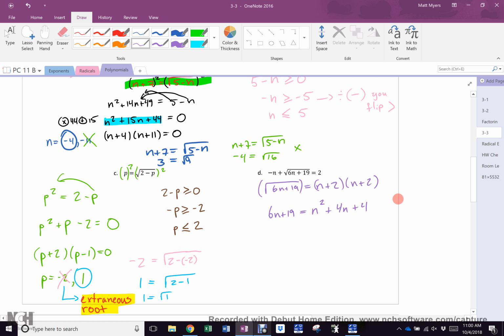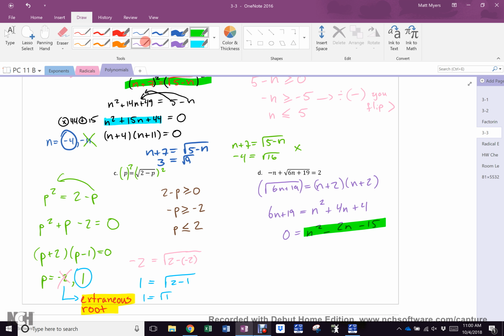Now what should I do? You learned it in the 9th grade. You collect your like terms, yes? So what's moving, Rena? If you move that to the left, then all these are going to become negative. Shouldn't I move these to the right? Okay, so what do I get? n squared minus 2n minus 15.